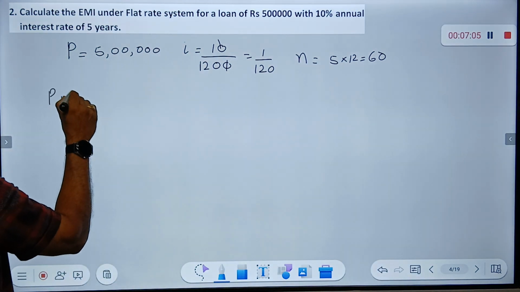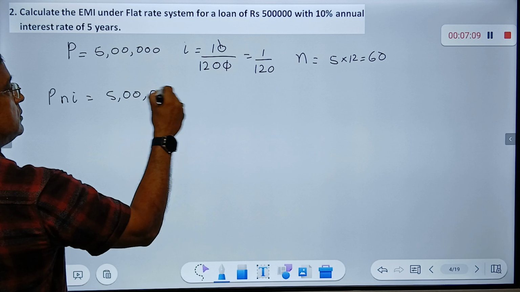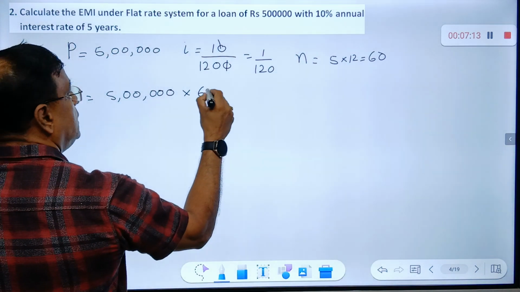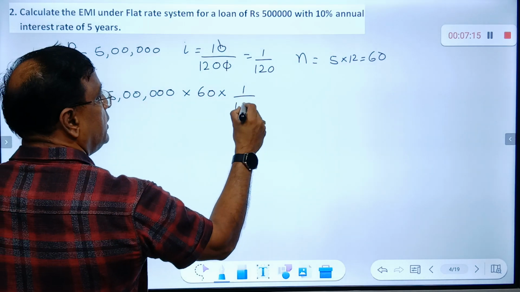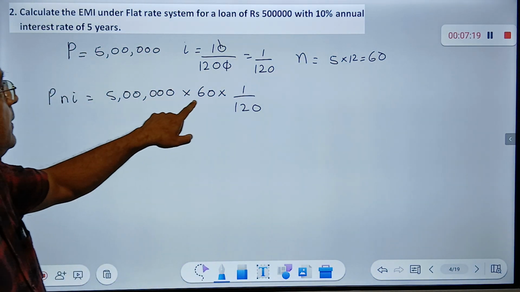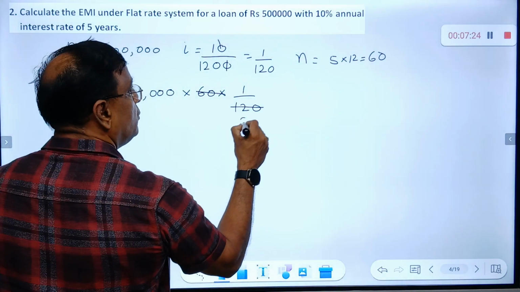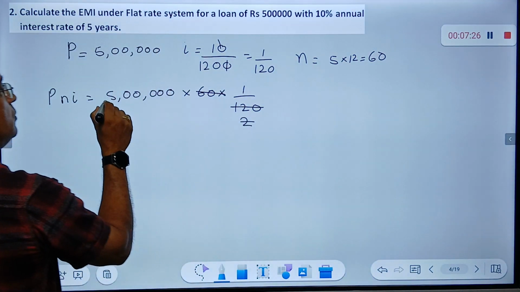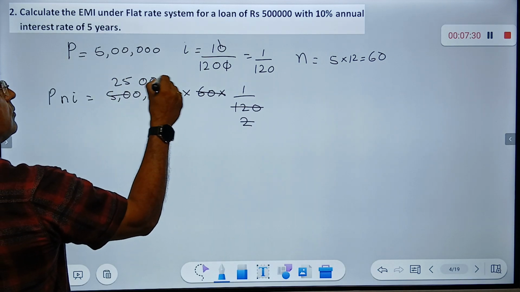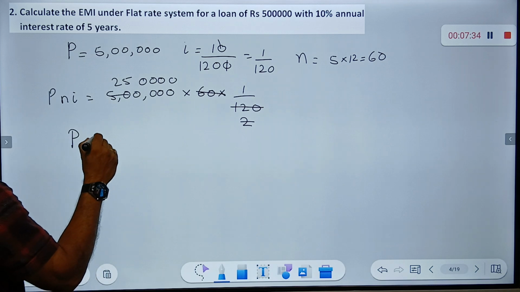What is PNI? That is 5 lakhs. We can do all together also. This is just to make things a little simpler. Into 60 into I, which is 1 by 120. Correct? And N is 60. 60 goes in 120 2 times. And 2 will go, this is 25 times, followed by 4 zeros. That is PNI.